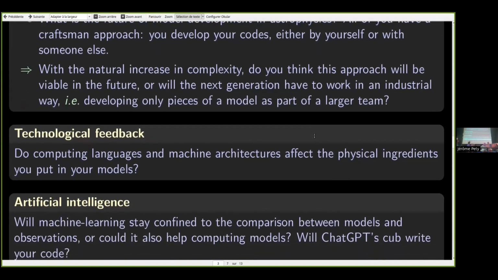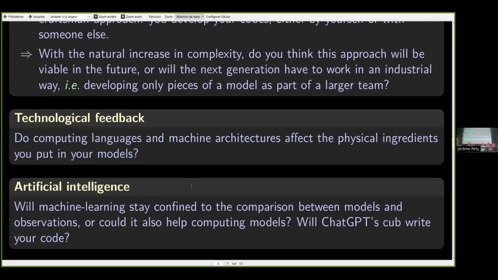So yeah, thank you. I think we can skip this question because it's a bit too technical, but let's talk a bit about machine learning, because I know that several of you in the room are interested in that. Do you have any ideas about how machine learning will impact your model development? We know that machine learning can help you analyze observations and compare models and observations, but will it also help you compute your model?